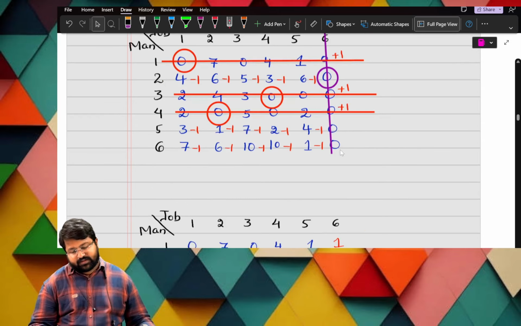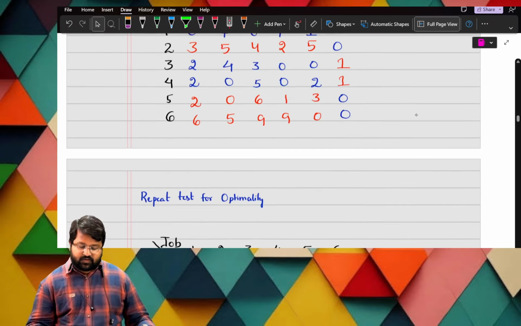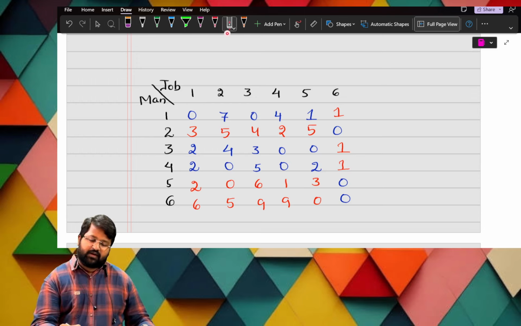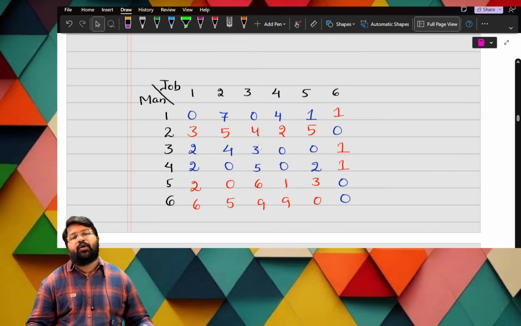Next, how is it done? Same thing. So what is the end result? The end result is the new matrix. Our end result is a new matrix. So till here you do it, buddy.